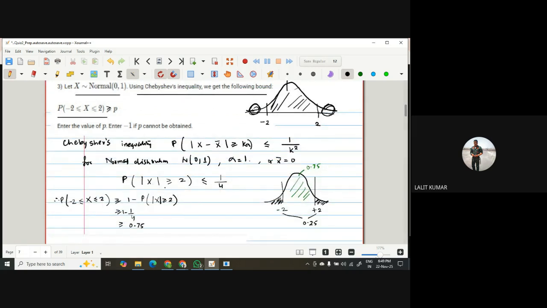These regions we can find by using Chebyshev's. So we know for Chebyshev's, P(|x minus x bar| greater than or equal to k times standard deviation) is less than or equal to 1 by k square. We know standard deviation is 1 for normal distribution and mean is 0. So P(|x| greater than or equal to 2) will be less than or equal to 1 by 4. So both these regions together are 1 by 4. So this region will become 1 minus 0.25, which is 0.75. So this probability will be greater than or equal to 0.75.